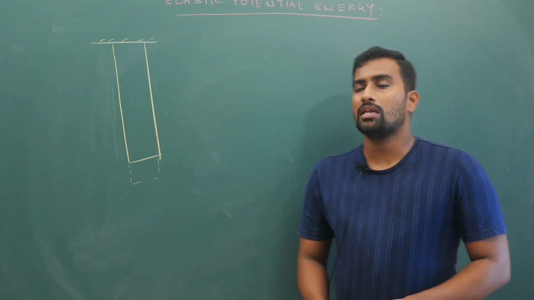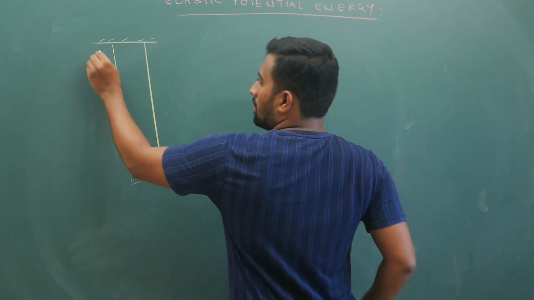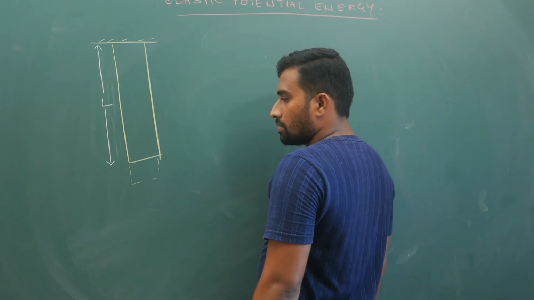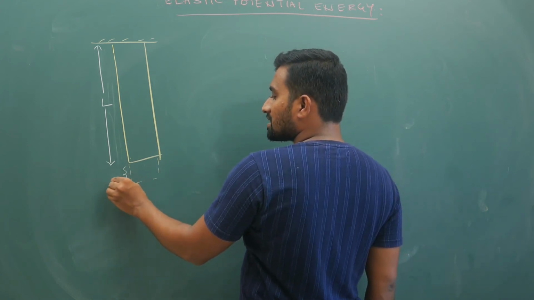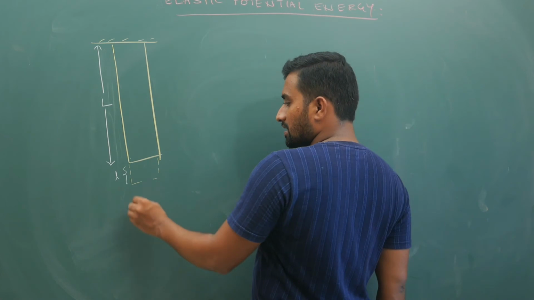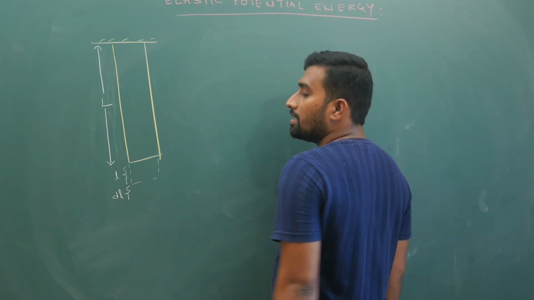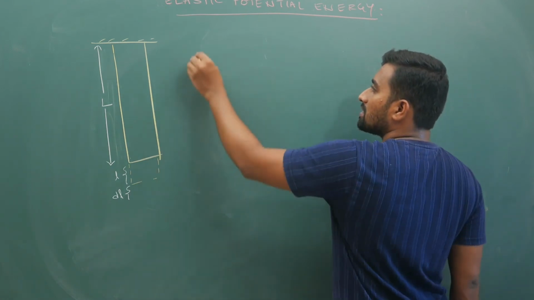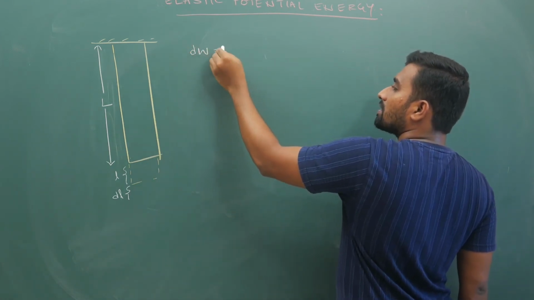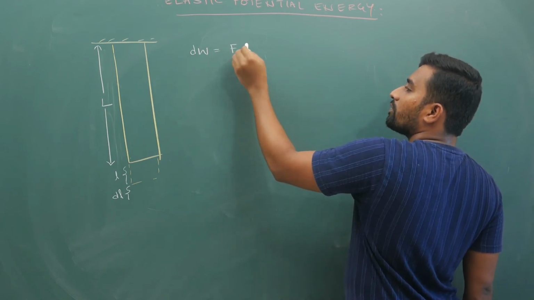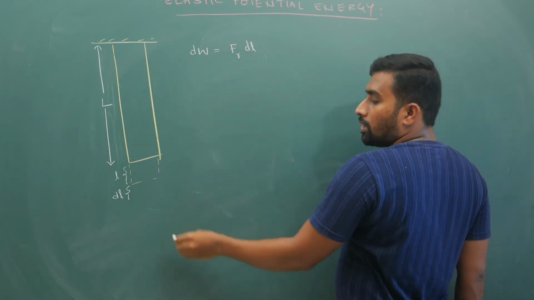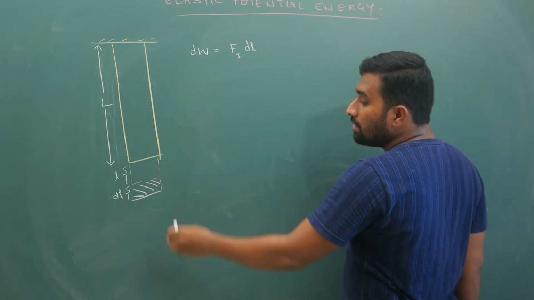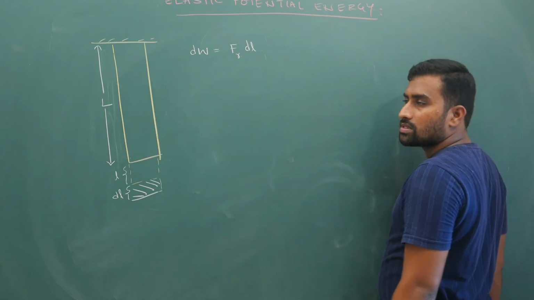Let us say from here to here the length of the wire is capital L. At some instance, let small l be the extension. Further it is extending by dl, let us say. In extending by dl, what is your potential energy stored, meaning your small work done, is your restoring force at that instant times your small displacement dl. In extending by this small displacement dl, the work is this restoring force into dl.